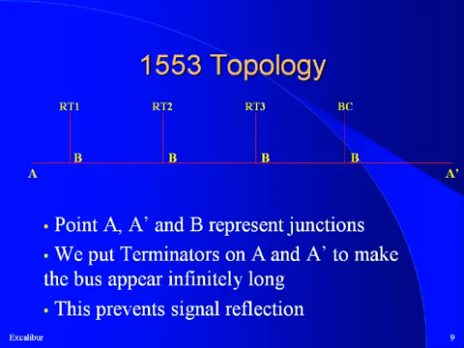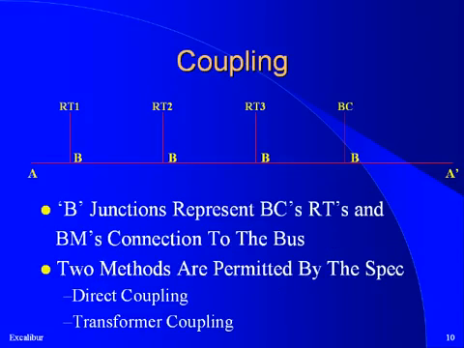Here is a diagram of the bus we just described. At point B, the main bus splits off to reach the BC and various terminals. Attaching stubs to the main bus is called coupling to the bus. This can be done by simply connecting the stub wires to the bus wires, which is called direct coupling, or by using an additional device called a transformer coupler.